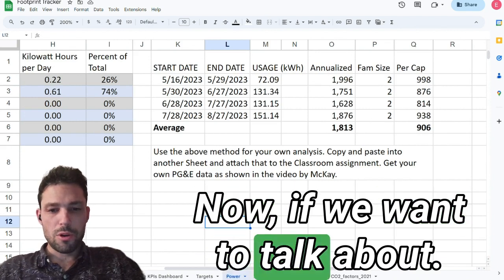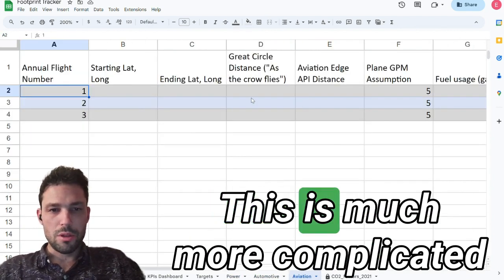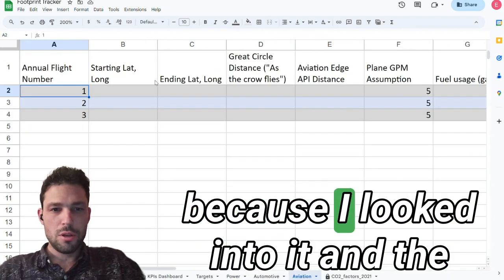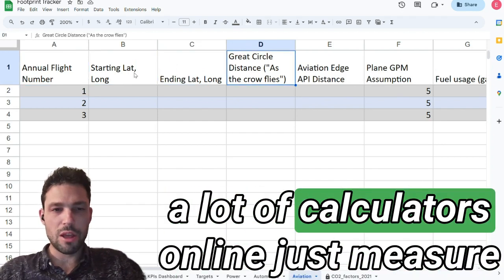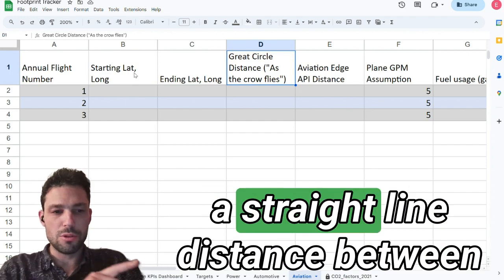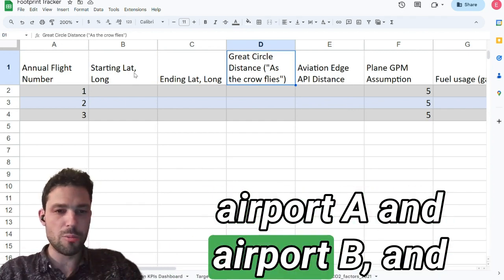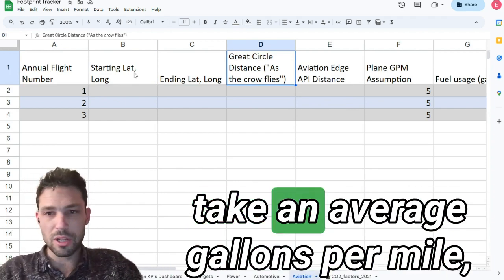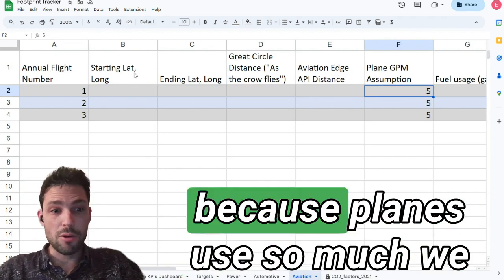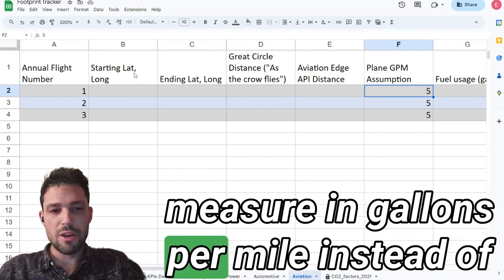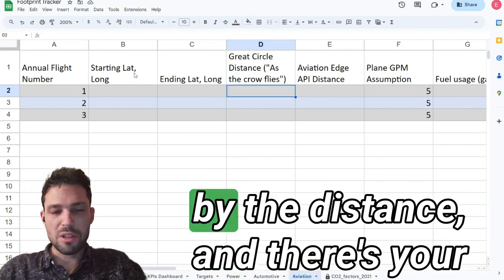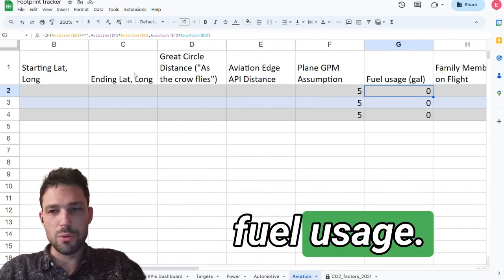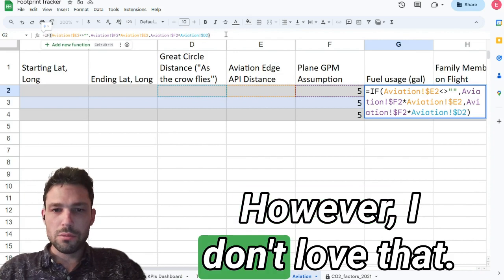Now, if we want to talk about aviation, this is much more complicated, because I've looked into the official way to measure this. A lot of calculators online just measure a straight line distance between airport A and airport B, and that's how long you flew. And they take an average gallons per mile, because planes use so much, measured in gallons per mile instead of miles per gallon. They assume 5 gallons per mile flown, multiply that by the distance, and there's your fuel usage. However, I don't love that.